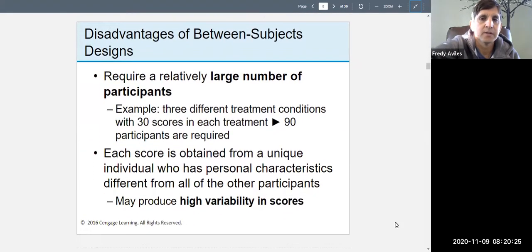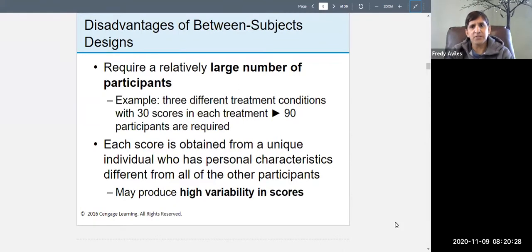Let's keep going. There are also disadvantages of between subject design. There are some things that are not so good. So it requires a relatively large number of participants to do a between subjects design, because each treatment condition is made up of different people. So if there's 3 treatment conditions and you want to have 30 participants per treatment condition, that means you're going to need 90 participants, because you have 3 different groups, 30 in each will give you 90. In a within subject design, you wouldn't need 90, you would just need 30, because the same 30 would be in each group. So that's a big disadvantage.